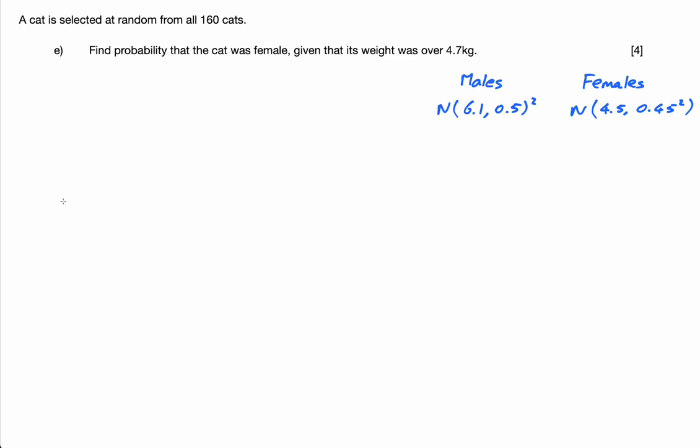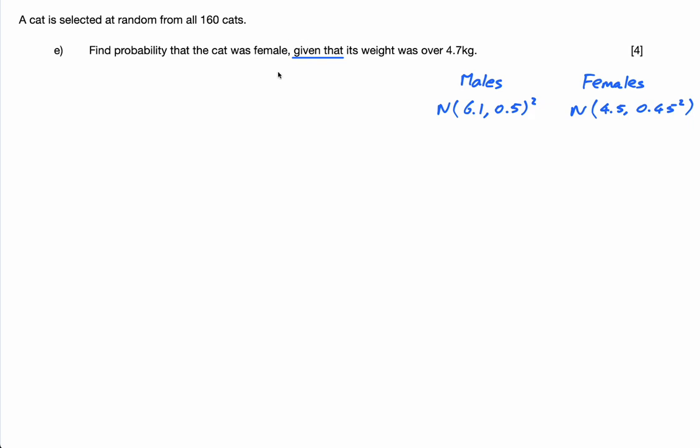Okay, finally, a cat is selected at random from all 160 cats. Find the probability that the cat was female, given that its weight was over 4.7 kilograms. Okay, this is obviously a conditional probability question, guys, because it says "given that." When you see "given that," it's definitely conditional probability.